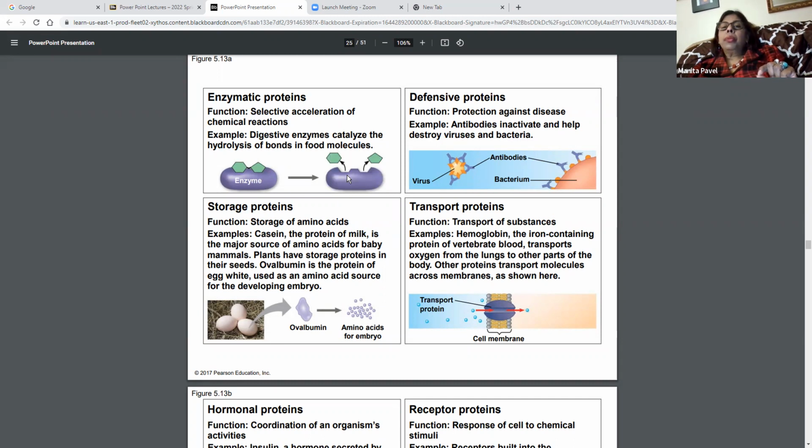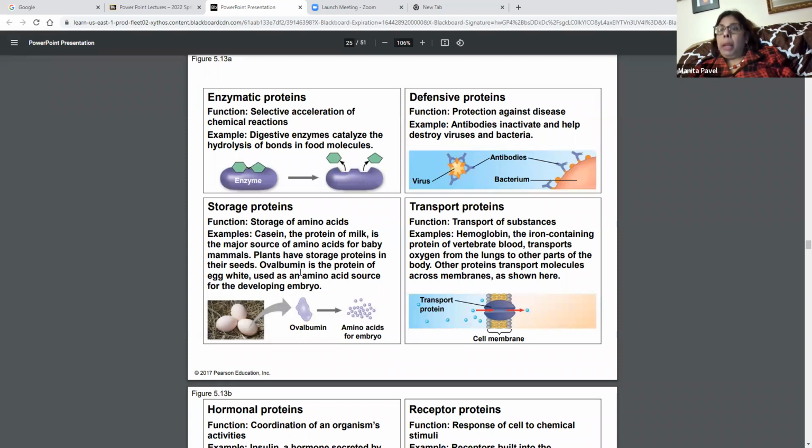Let's go to storage proteins. Proteins help in storage, the function being storage of amino acids. Example is casein. Casein is the protein of milk. It is the major source of amino acids for baby mammals, and plants have storage proteins also present in seeds. That's why some individuals eat sunflower seeds, pumpkin seeds, etc.